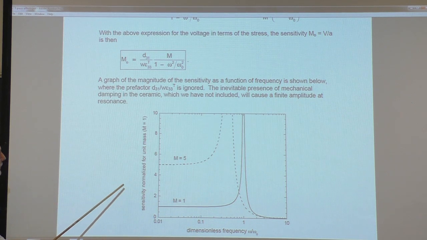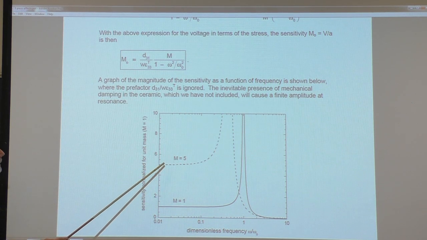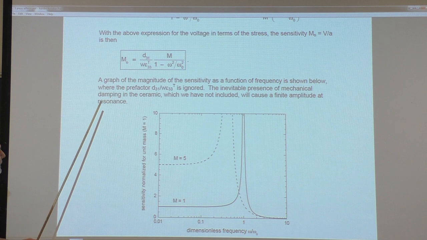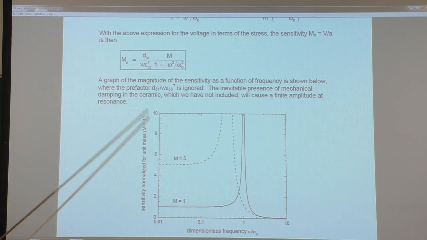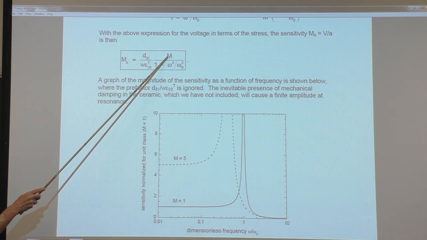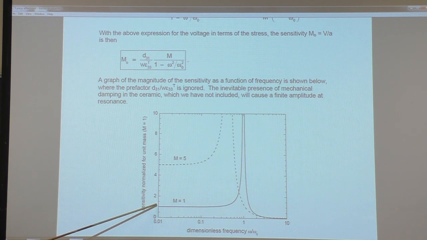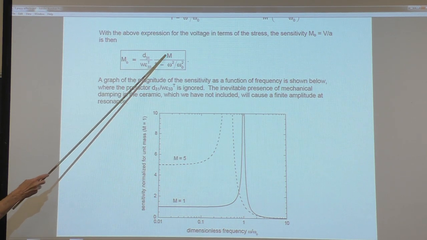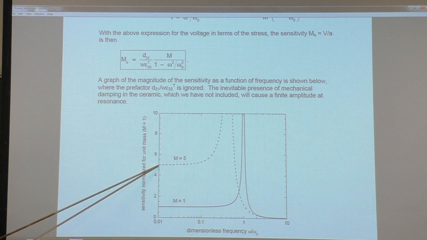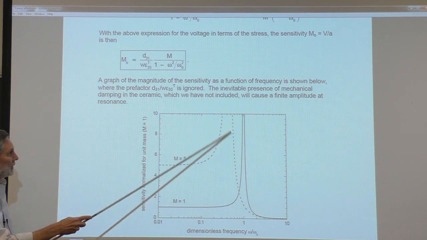And here is, for what we're going to mention in a few minutes, a different, greater value of m. You see, the sensitivity is proportional to m, okay? So this is 5 instead of 1, and you'll see down here it's 5 times. So this is what it looks like, and we'll talk about this in a moment.